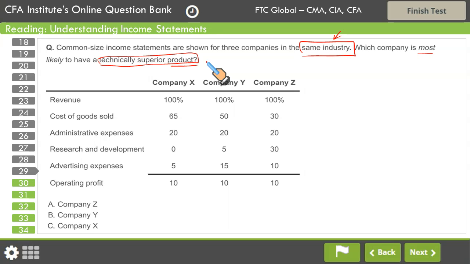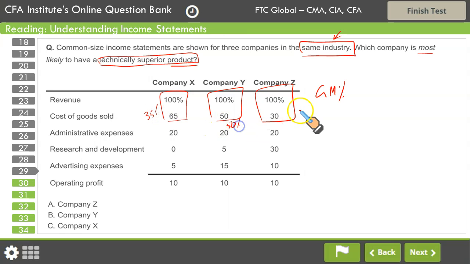Well, if they are products, do we need to just see cost and revenues? That is cost of goods sold and the revenue. That's where we need to look, because if a firm is technically superior, it will have better gross margins. Let's see which firm has. 100 less 65, so this firm has a margin of 35%, this 50%, and this one has 70%. Now, one part of the question is answered. The firms are in the same industry and Z appears to have a better margin than the others, but it still doesn't answer the remaining part.